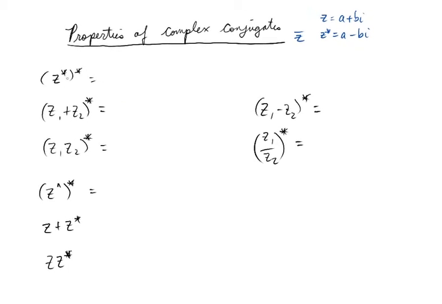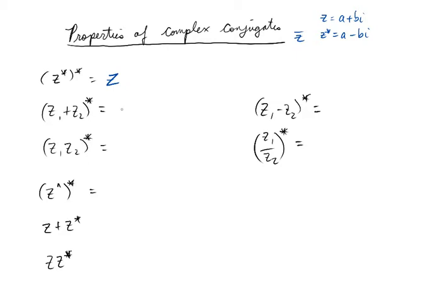If I were to take the conjugate of a complex number, and then conjugate it again, we would get z. We would come back to the original number that we had.